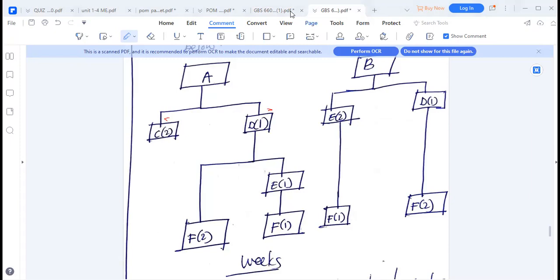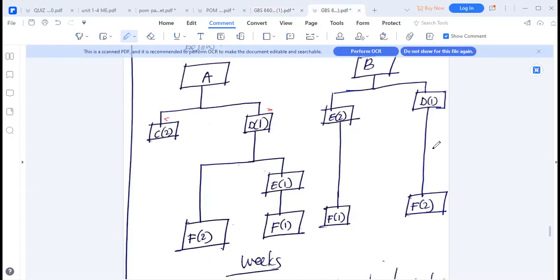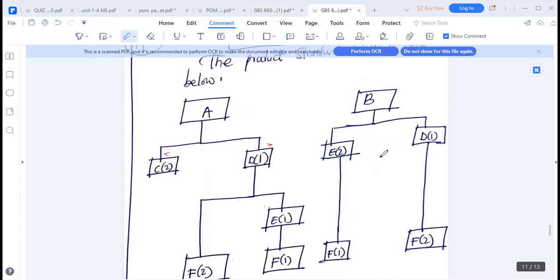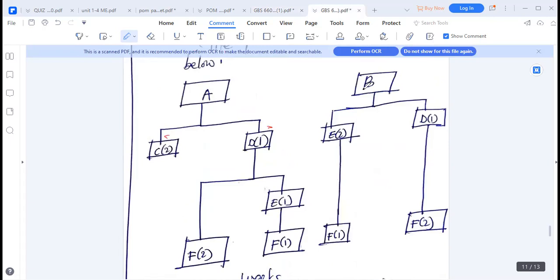Then getting to B, they're simply saying each product B requires 1 D and 2 E's. So B requires 1 D and 2 E's. This is what we have on this one.